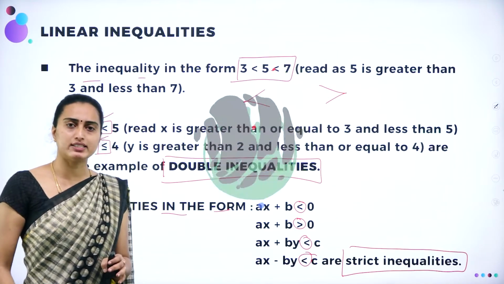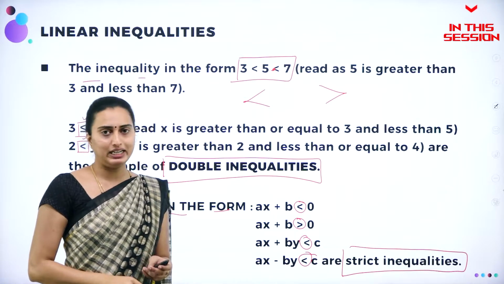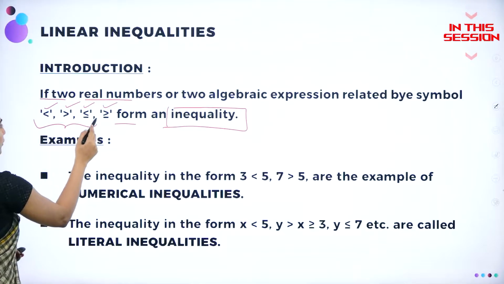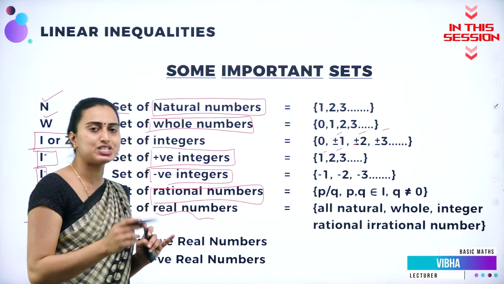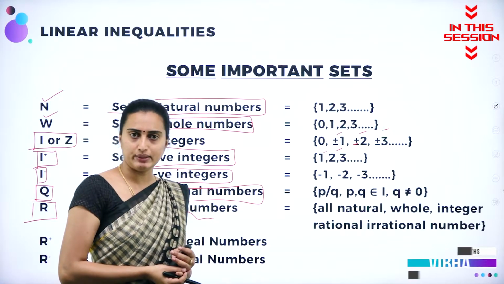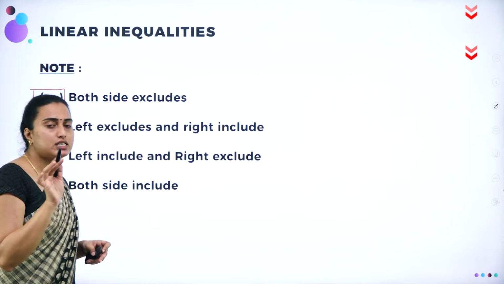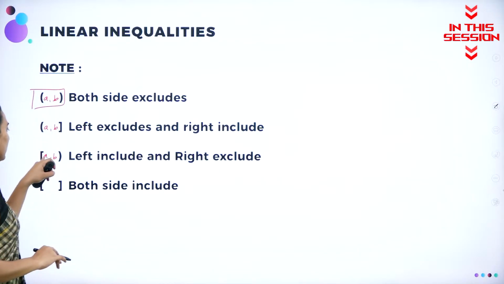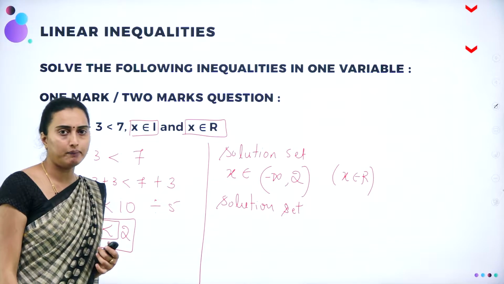If it is having a symbol lesser than, greater than, then it is going to be known as the strict inequalities. These symbol of two algebraic expressions is going to be known as inequalities. All natural, whole, integer, rational and irrational numbers are going to be known as the set of real numbers. Square bracket means it is included, open bracket means it is excluded. Here A is included, B is excluded. Integer means it will start from plus or minus 1.